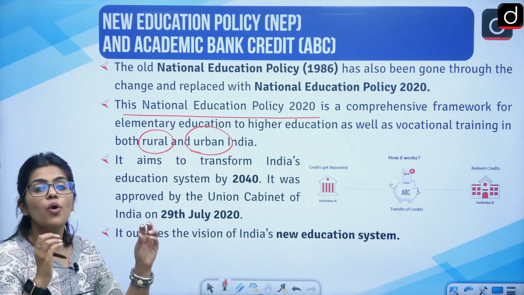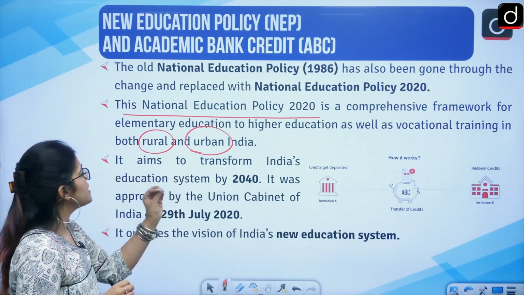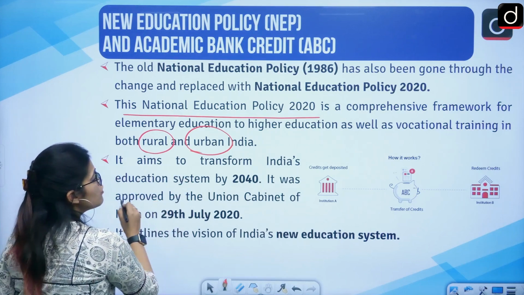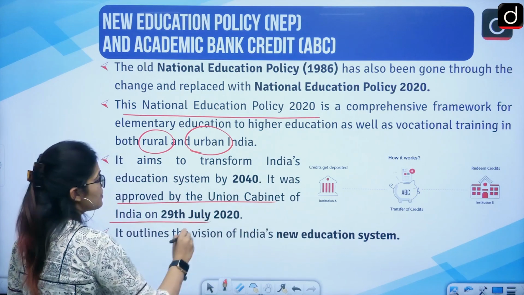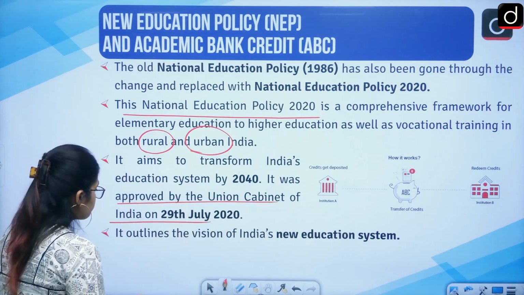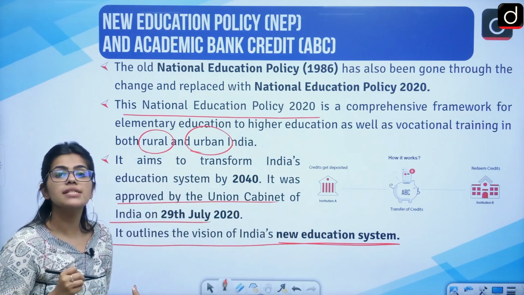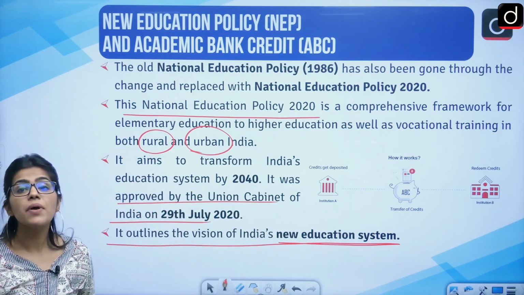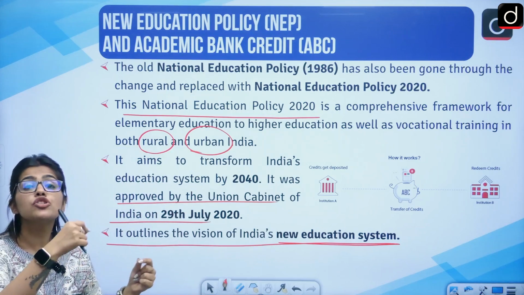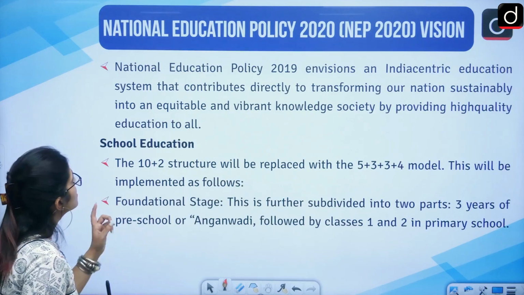What is the vision? What are the basic aims of it? The aim is to transform India's education system by 2040. It was approved by the Union Cabinet of India on 29th July 2020. It outlines the vision of India's new educational system. An education system that is more comprehensive, that is more detailed, that is more student-centered, right? So the benefits would be given more to the students.